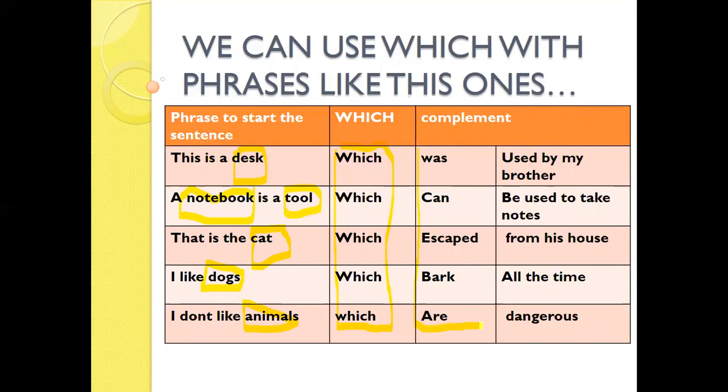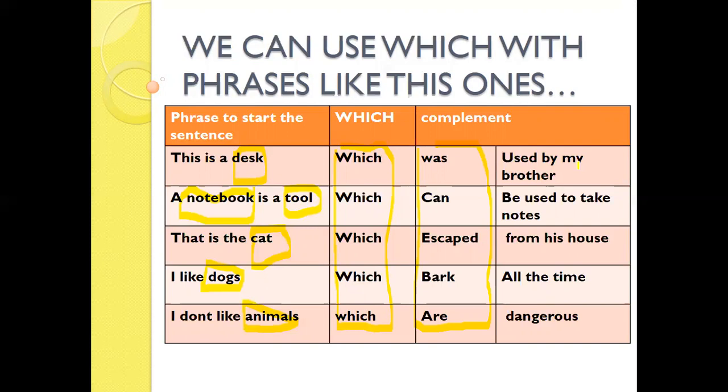What we do here is go back. And then after the verb, you can have any information you want. We have this example. This is a desk which was used by my brother. We're giving a characteristic about this desk. That means that there are many other desks probably in the house, but this one is different because it's the one that my brother used.